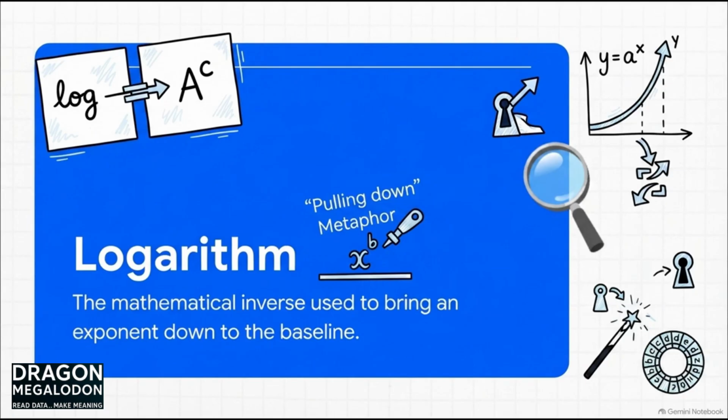Logarithms are the literal inverse of exponential functions. They are specifically designed by the math gods to undo exponential functions and pull that trapped variable right down to the baseline so you can actually read it. Saying log base a of b equals c is exactly mathematically the same as saying a to the power of c equals b. It perfectly isolates the exponent.